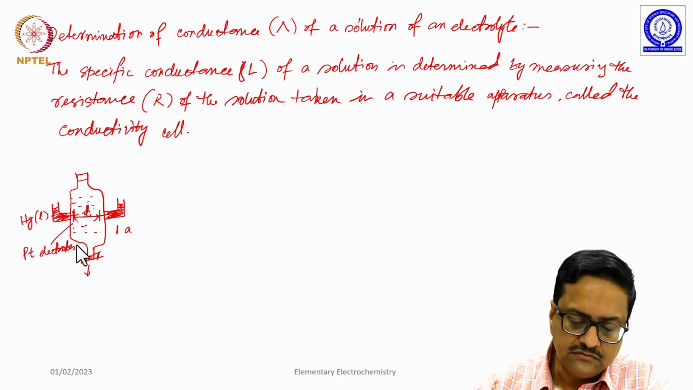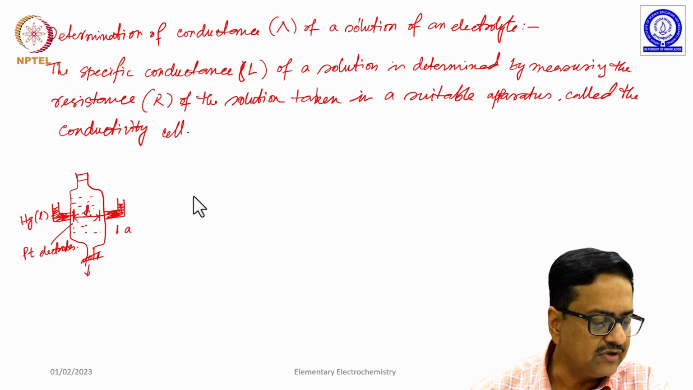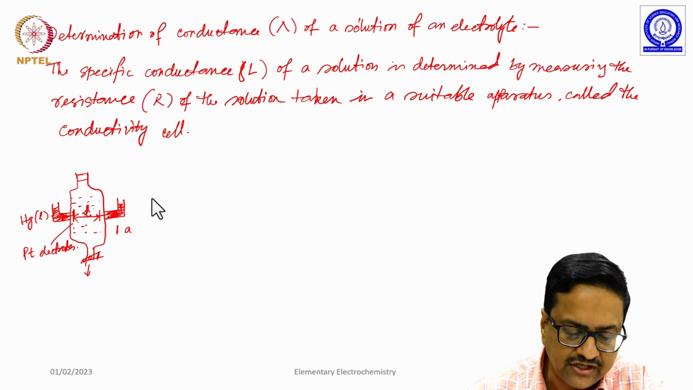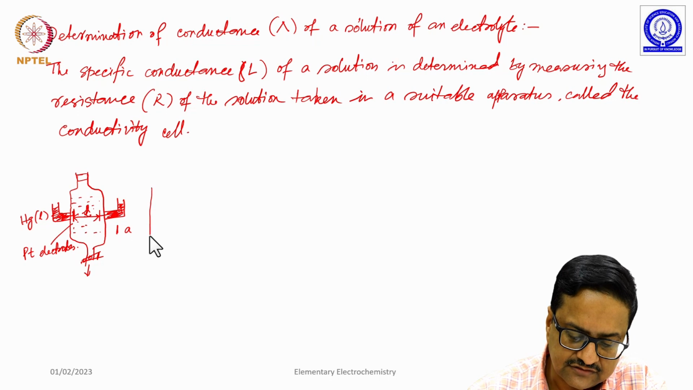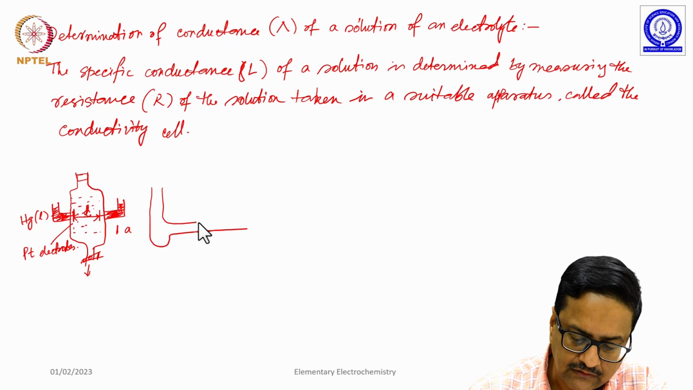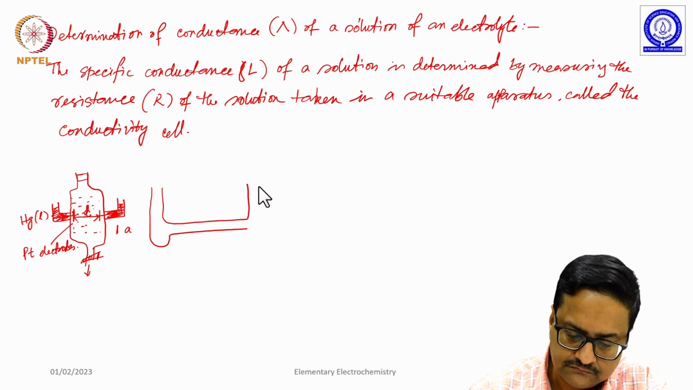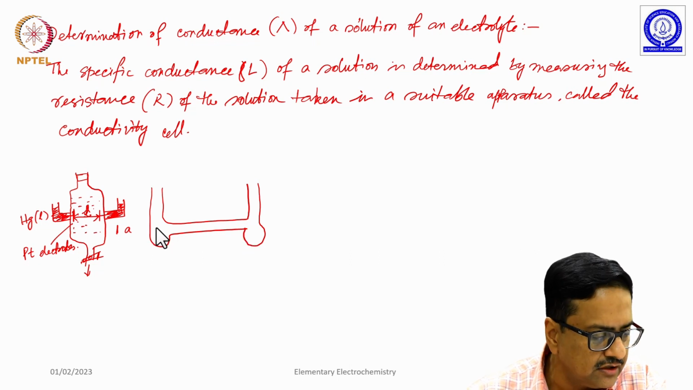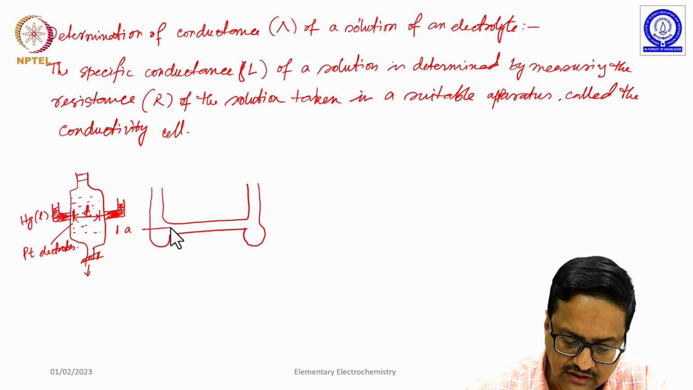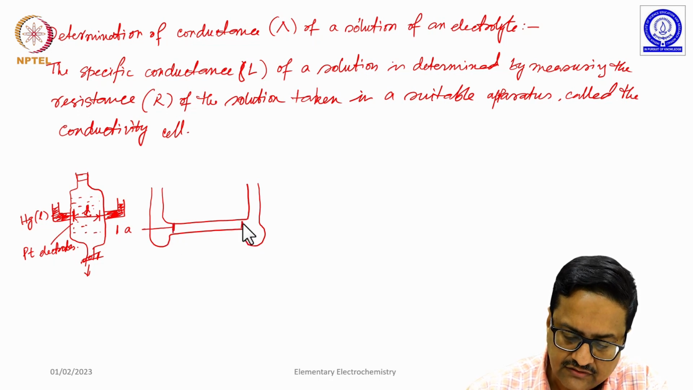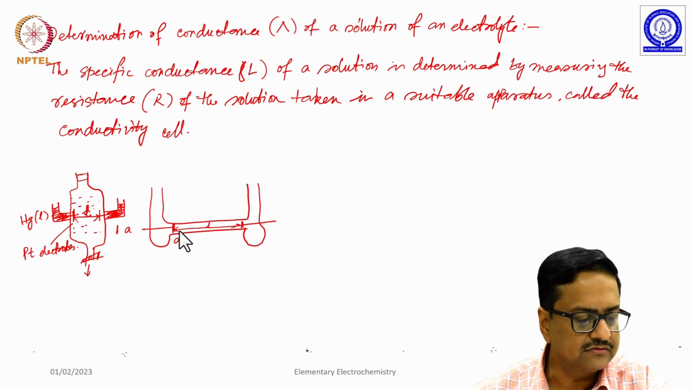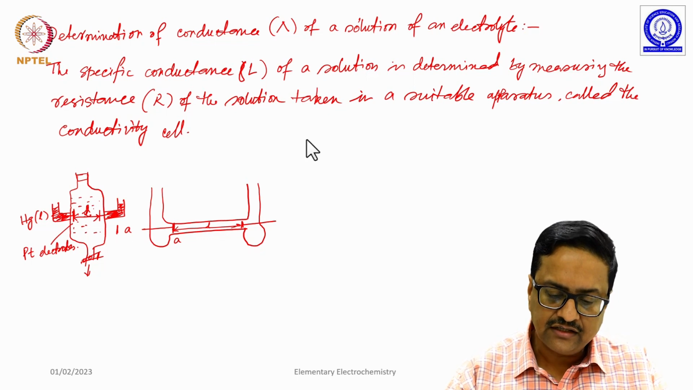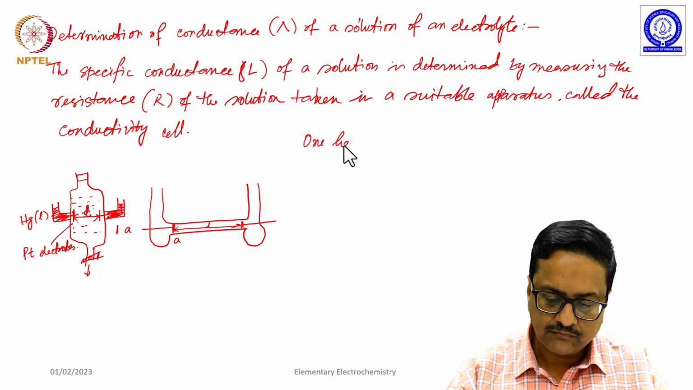Now, a similar arrangement can be made with a long tube which is like this, where you have the electrodes here and there, and again we know the length and the area of the electrode.